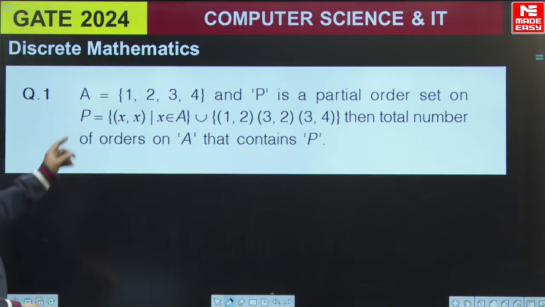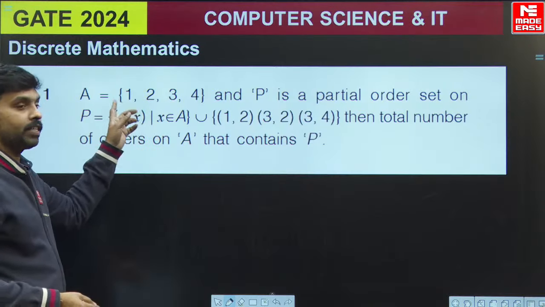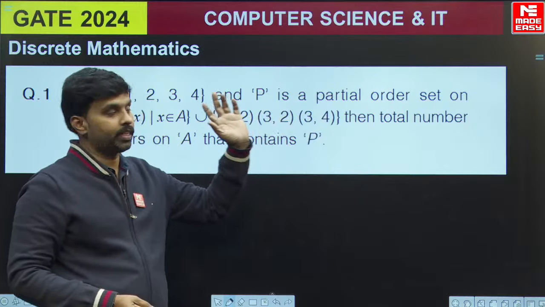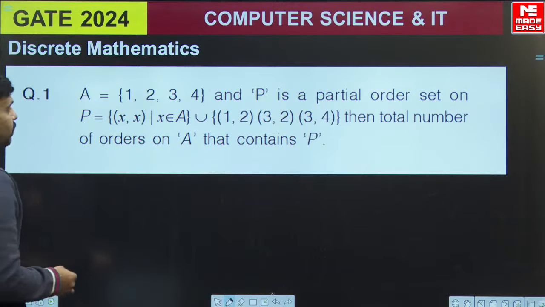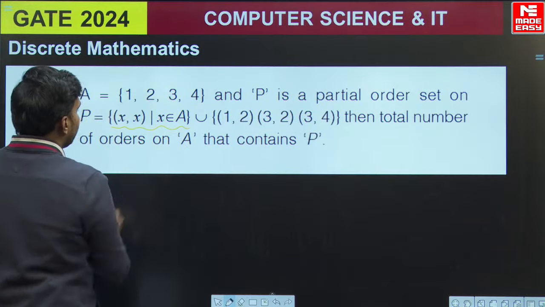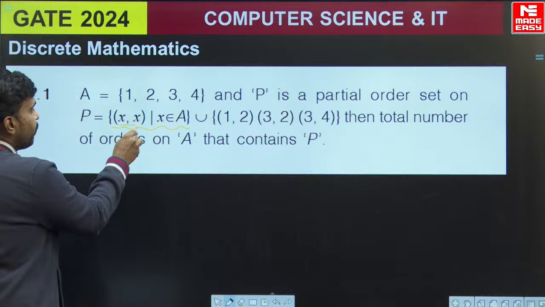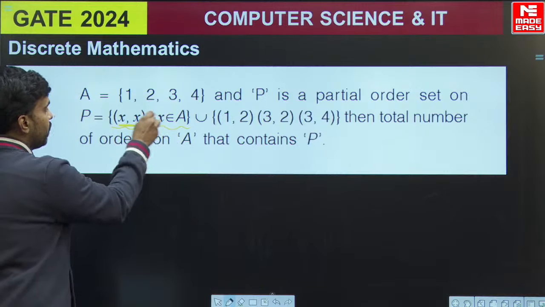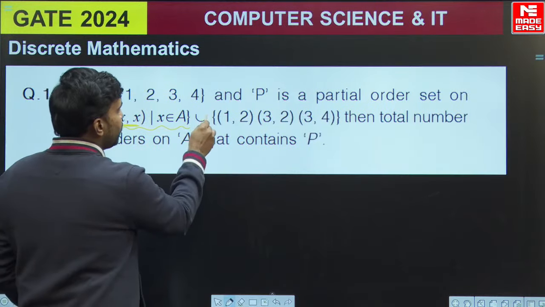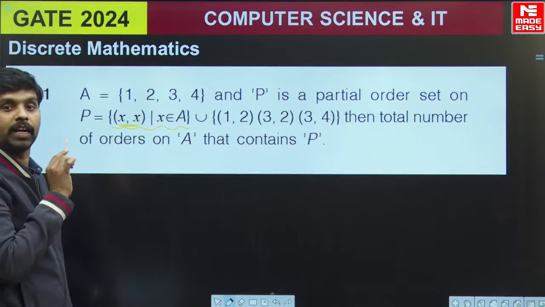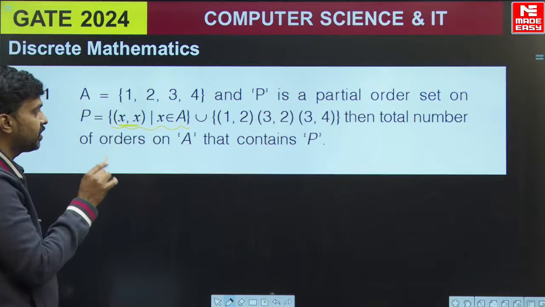Now you can see there is a set A = {1, 2, 3, 4} and P is a partial order on that set, where P is given as the set of reflexive relations, x related to x, so (x, x) for all x belonging to A, union {(1,2), (3,2), (3,4)}. So this is the partial order given here.